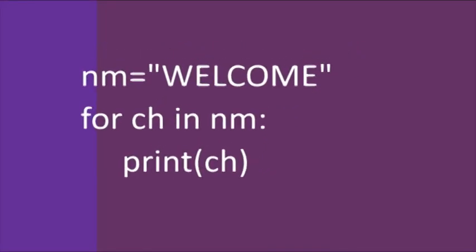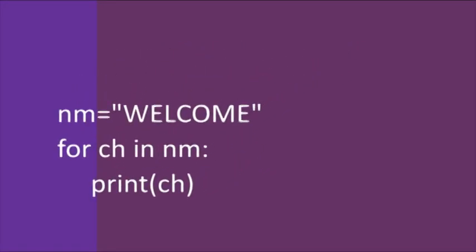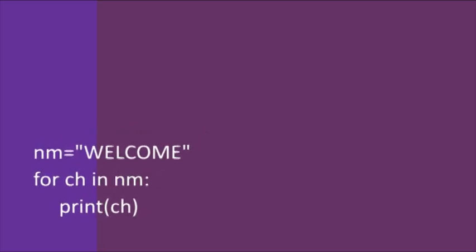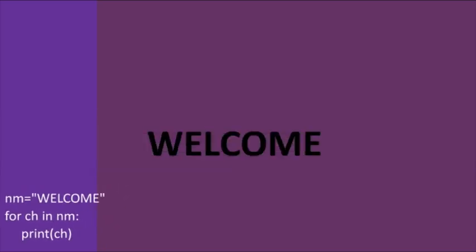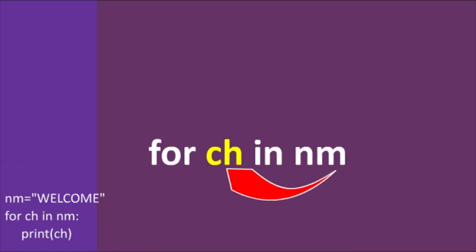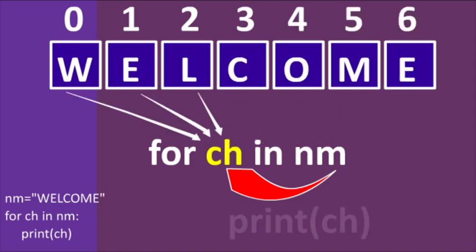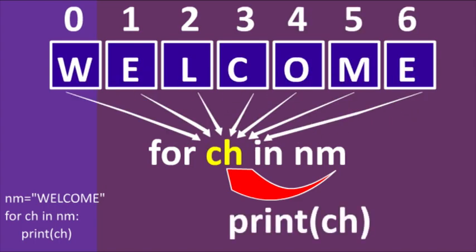Let us understand the concept of reading characters from a string. On the screen, there is a variable named nm which stores welcome, and I'm using for ch in nm. In this, ch is going to read characters from the string, and the next line, print ch, is going to display those characters.